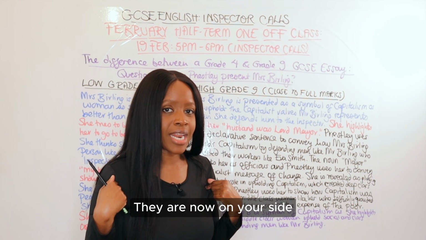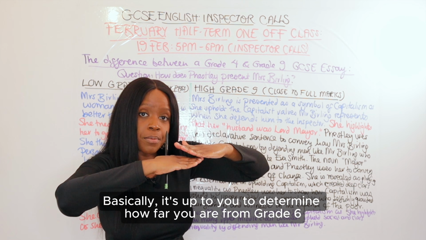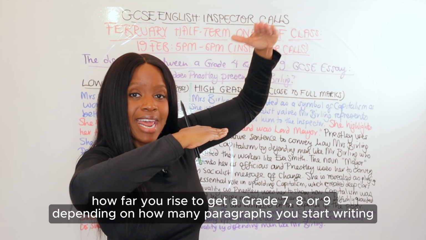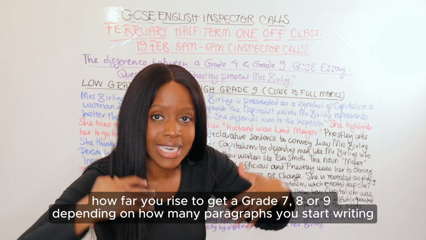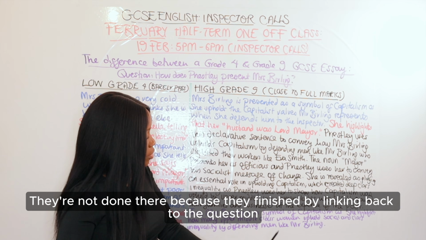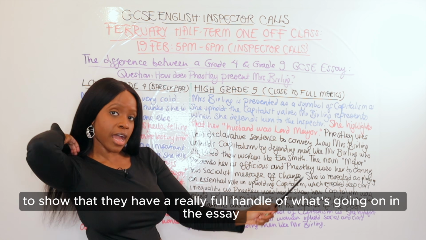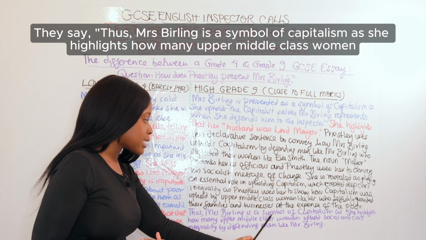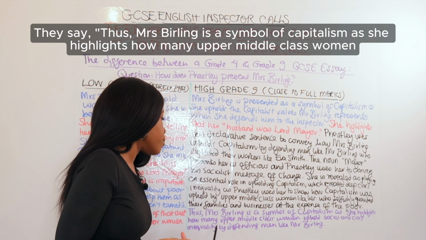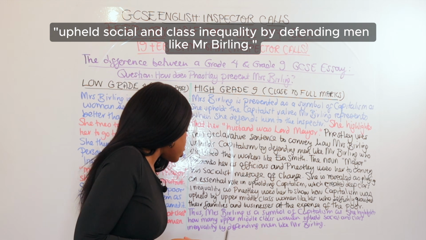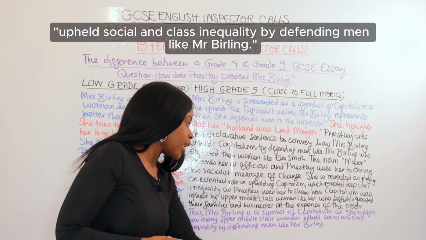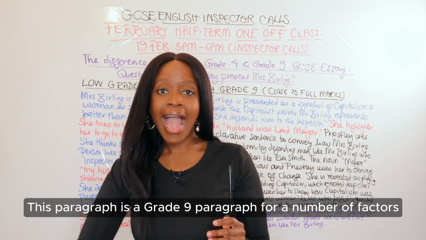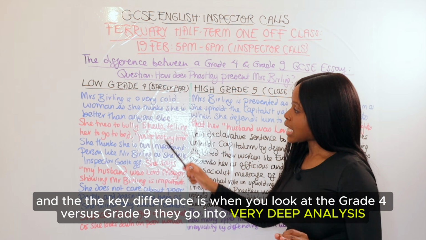Okay, they're now on your side, and basically it's up to you to determine how far you rise to get a 6, 7, 8 or 9, depending on how many paragraphs you write. But they're not done there, because they finish by linking back to the question to show that they have a really full handle of what's going on in the essay. They say, thus Mrs. Birling is a symbol of capitalism as she highlights how many upper middle class women upheld social and class inequality by defending men like Mr. Birling.